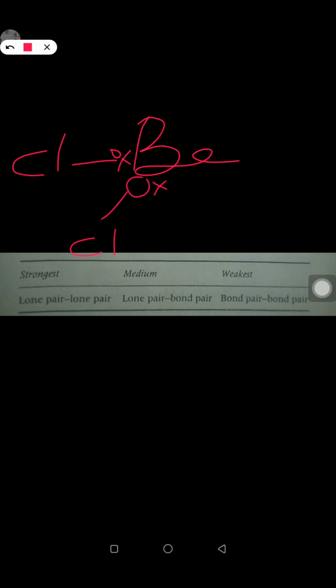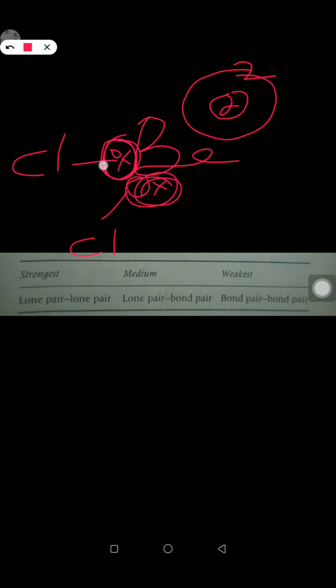So chlorine and beryllium will share a pair. Because beryllium has 4 electrons, there are 2 inside, so the shells will be 2,2. The 2 that are outside have both been used to form chemical bonds. Now let's use this idea. According to what we see on the screen, bond pair to bond pair has the weakest repulsion.